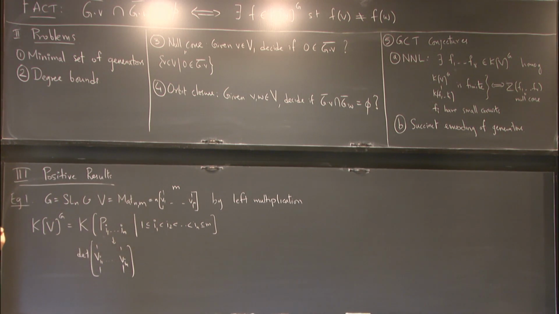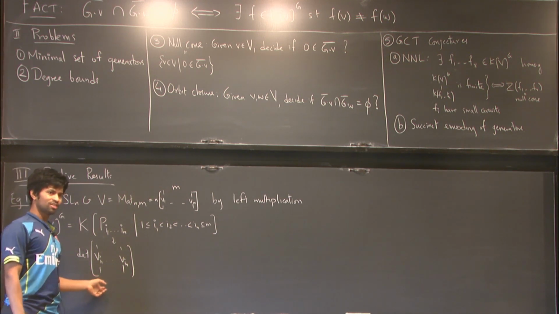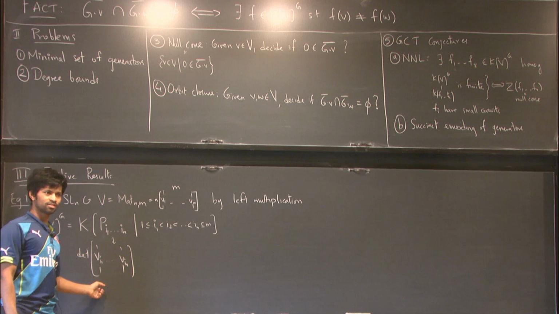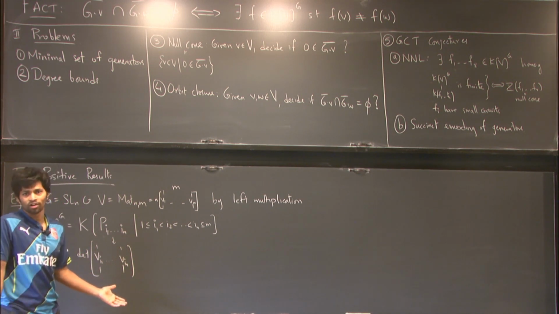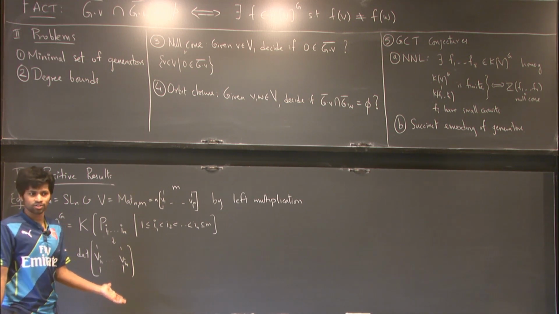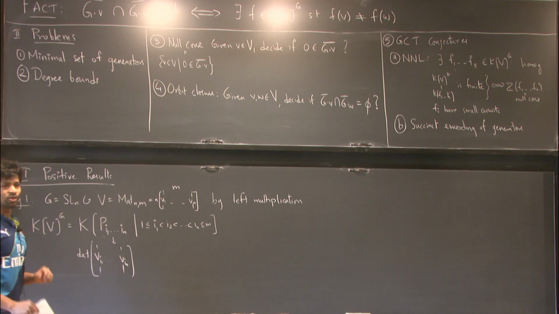What about degree bounds? Well, we know that if these are a minimal set of generators, these are of degree n, right? So degree n invariants suffice, and any smaller degree would not suffice. So we know the degree bounds precisely here. Okay, what about the null cone problem?